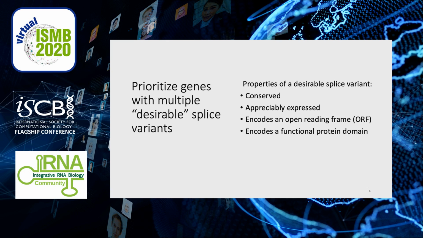Now, by properties of a desirable splice variant, I mean properties that make the splice variant more likely to be biologically necessary. So, for example, if a splice variant is conserved, then we think it's more likely to be functional than if it isn't conserved. Similarly, if a variant is not well expressed, then it's less interesting than a splice variant that is expressed. Furthermore, if a splice variant encodes an open reading frame that encodes a functional protein domain, we think that's far more interesting than a splice variant that doesn't encode an open reading frame or encodes an open reading frame without an annotatable protein domain.